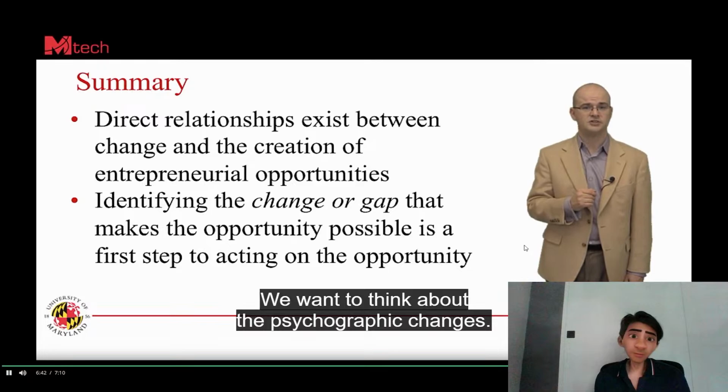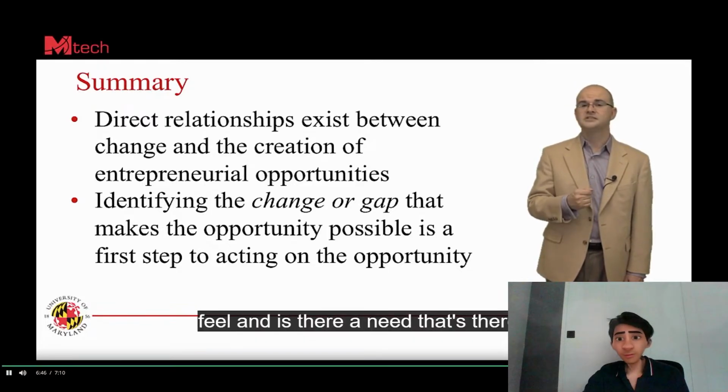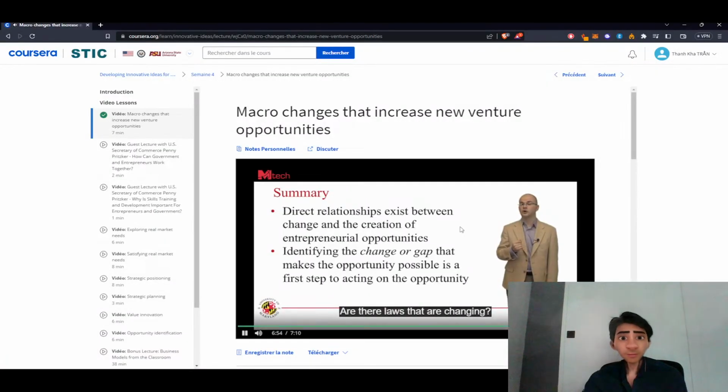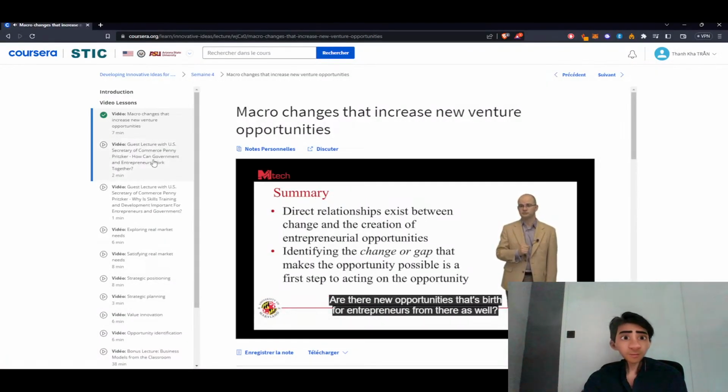We want to think about the psychographic changes. What's going on in the space of how people think or feel? And is there a need that's there? Is there a gap that you can fill? And then lastly, from the political and regulatory environment, are there rules that are changing? Are there laws that are changing? Are there new opportunities that's birthed for entrepreneurs from there as well?